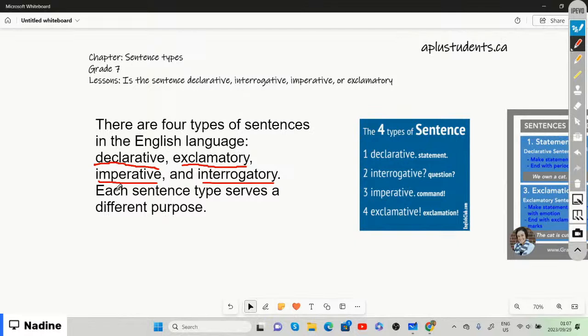And then we have exclamatory or exclamative sentence. It's basically a statement that is being made, but they are showing more emotions, and the sentence then ends in an exclamation mark.